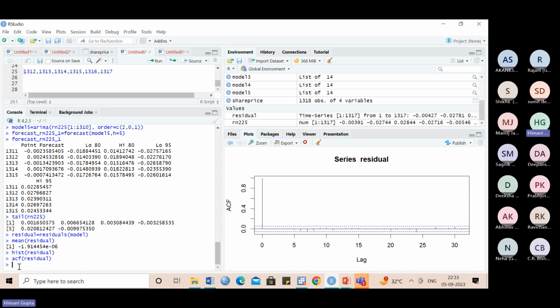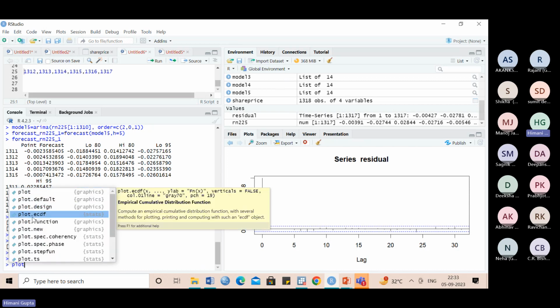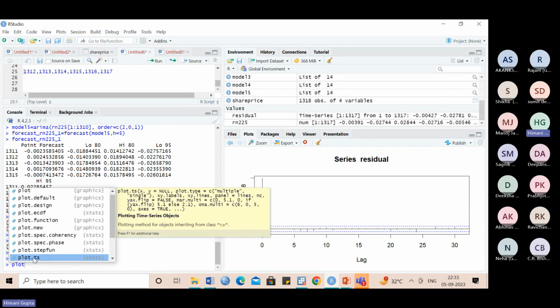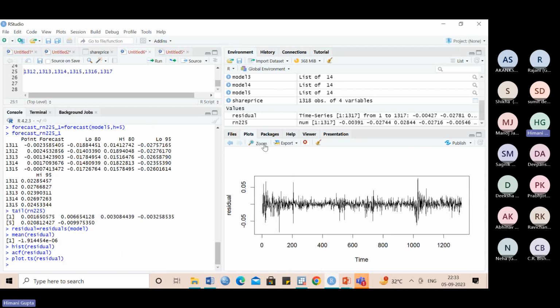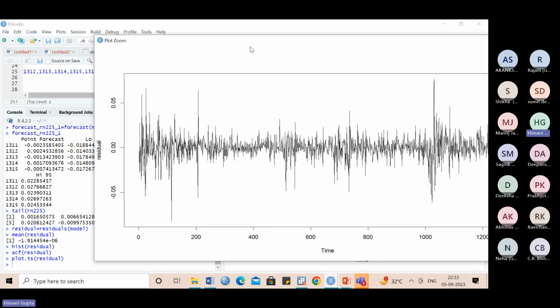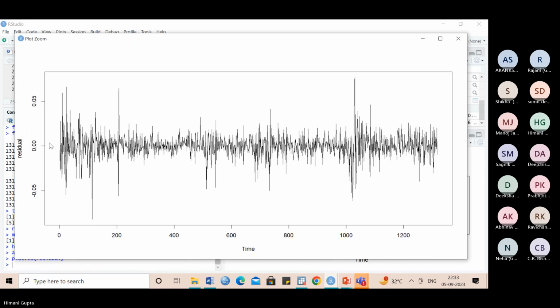Or I can even make the plot.ts of the residuals. It will also show that your mean is 0. You can see over here, if I draw a straight line, every part will fall on the 0. Your mean turns out to be 0.